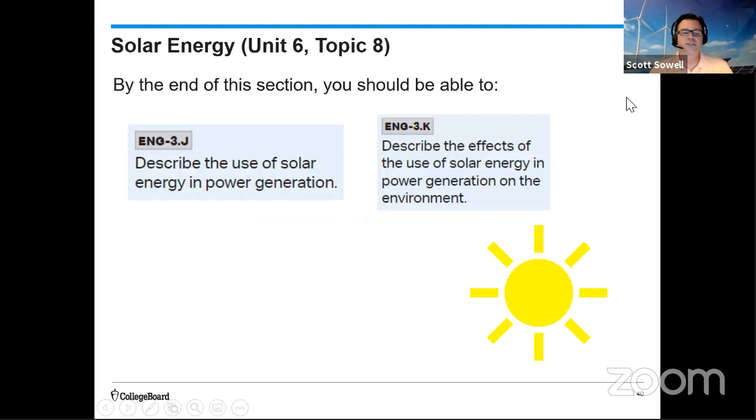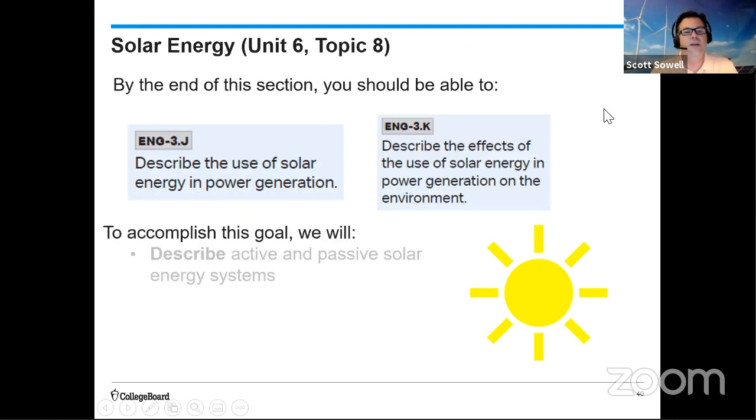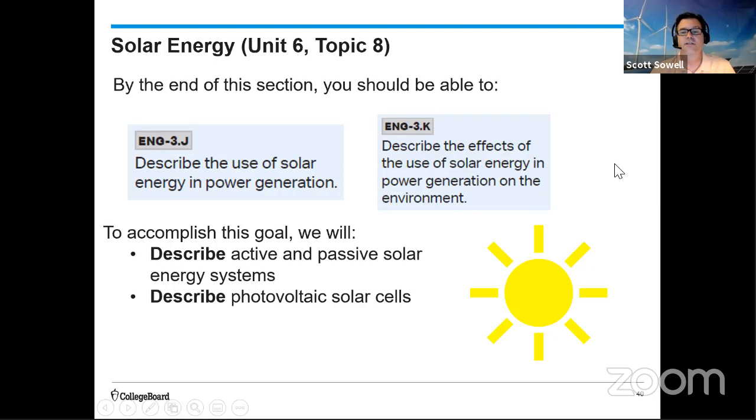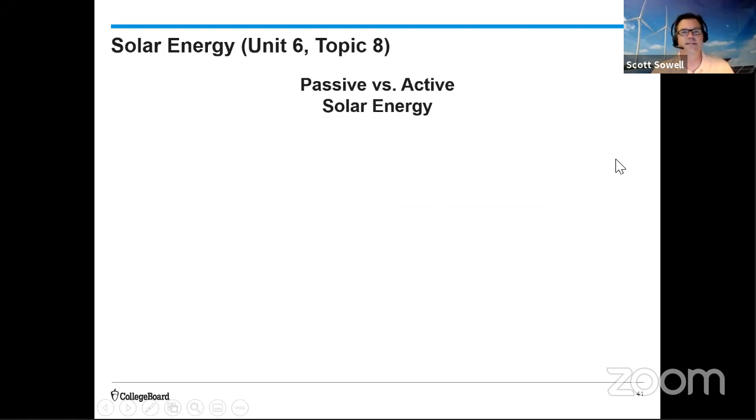All right, so let's shift to solar energy. So to do this, we are going to first describe the difference between active and passive solar energy systems. Then we're going to look at solar photovoltaic cells. Then we'll look at the pros and cons again. All right, so let's start with passive versus active. These are just 2 broad categories that are really easy to distinguish.